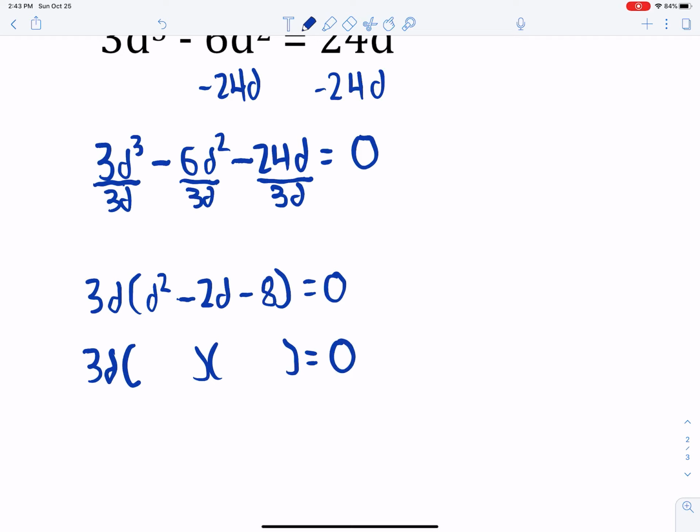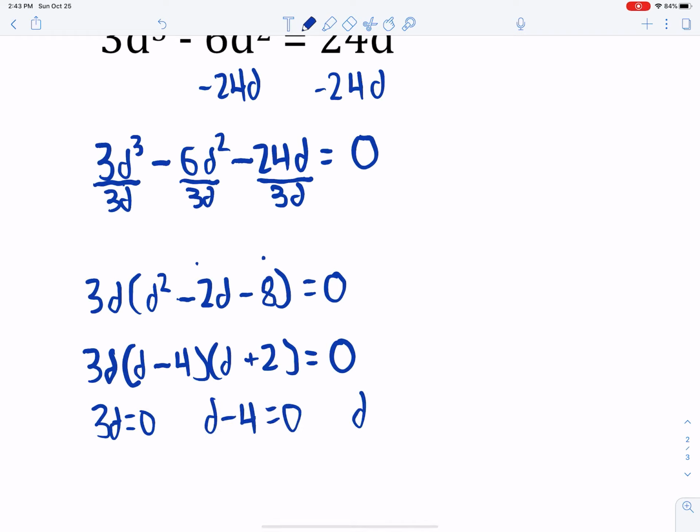So here we want to think, what can we multiply to get a negative 8 that's going to add up to a negative 2? Since it starts with d squared, we'll put d at the beginning of each group. Now to multiply to be negative 8, but add up to negative 2, you would need a minus 4 and a plus 2 to get it to work. And now we're done factoring, so we can set each factor equal to 0. 3d equals 0, d minus 4 equals 0, d plus 2 equals 0.